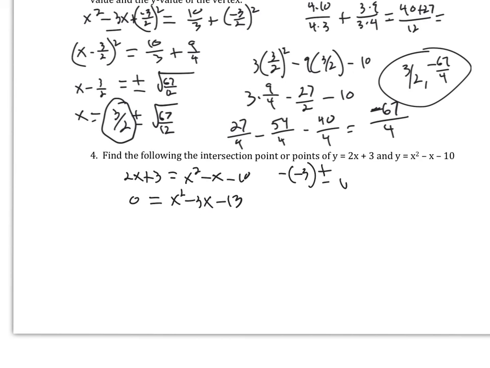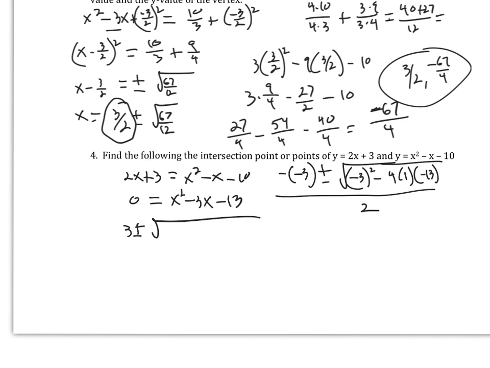Negative b, negative of negative 3, plus or minus the square root of b squared minus 4ac, 4 times 1 times negative 13, all over 2a, or 2. That's going to give us 3 plus or minus the square root of 9 plus 52, or 61, over 2. So we get 3/2 plus root 61 over 2, 3/2 minus root 61 over 2.